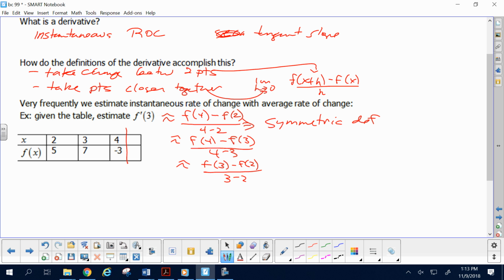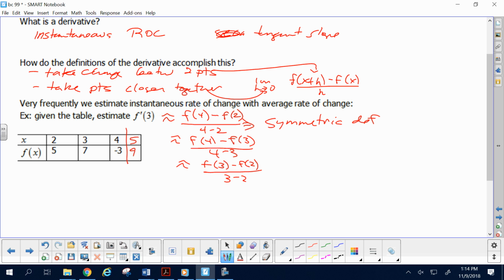However, if they had a table where 5 was present, for example, would it be okay to use f of 5 and f of 3? No. What part of the definition of the derivative does that violate? Take the change between 2 points. Is it doing that? f of 5 minus f of 3 over 5 minus 3. Is it getting as close as possible to the instant you want? That violates the limit idea.